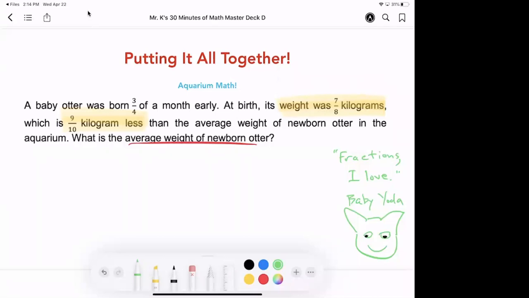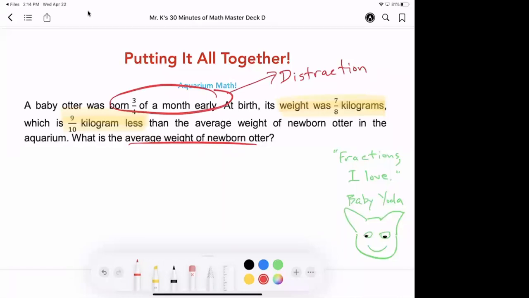Let's take a look at this one. A baby otter was born 3/4 of a month early. This is a distraction. It has nothing to do with the math that we need to do. It's put in there to make sure you're paying attention. Really, all we care about is the weight.